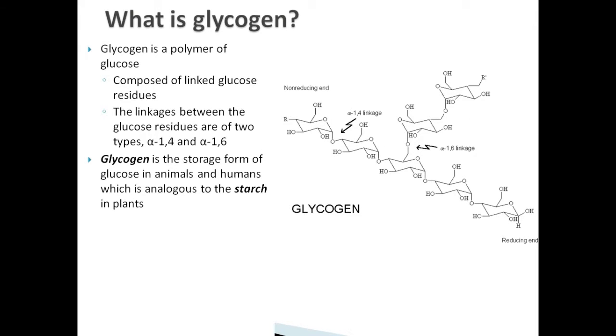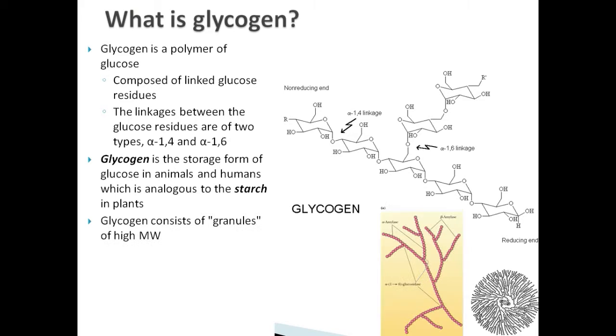And glycogen is then the storage form of glucose in animals and humans, and it is analogous to starch in plants. So the way in which plants would store energy would be to produce starch, and similarly mammals would produce glycogen to store energy. Glycogen consists of granules of high molecular weight, and within these granules a very large amount of glucose residues can be stored to be quickly available as a source of energy.